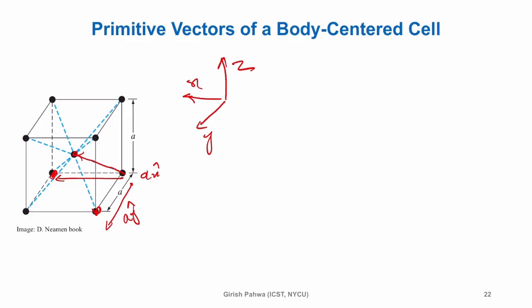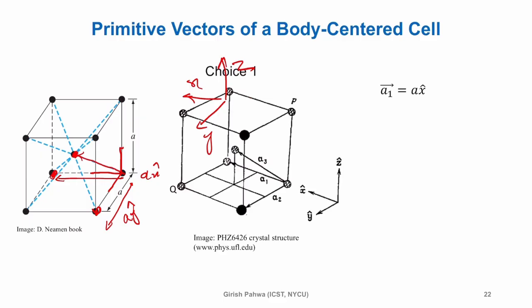So to reach the middle, you will go half here, half here, half here. So a by 2 x cap plus y cap plus z cap. Got it? So these are 3 vectors.